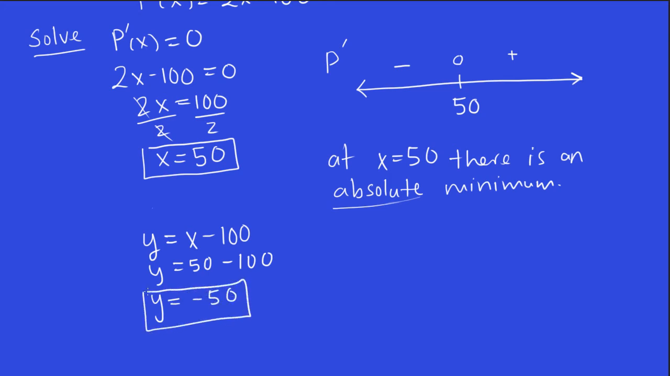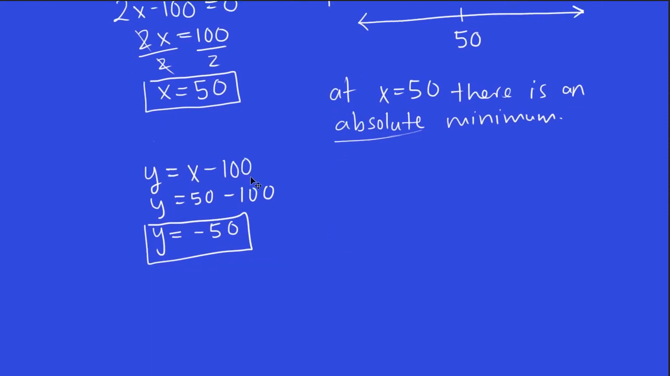So we've actually found our two numbers, right? The two numbers are 50 and negative 50. Notice that the difference is in fact 100, right? That's what we wanted. Note that 50 subtract negative 50 is the same thing as 50 plus 50, which is 100. That's what we wanted.